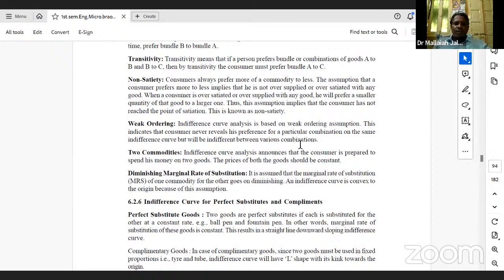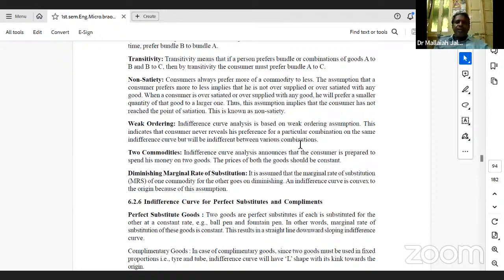And the indifference curve is convex to the origin. Okay, because of this assumption, one is increasing, another one has to decrease. This is the reason why indifference curves are convex to the origin, not concave to the origin, convex to the origin. That you have to remember.